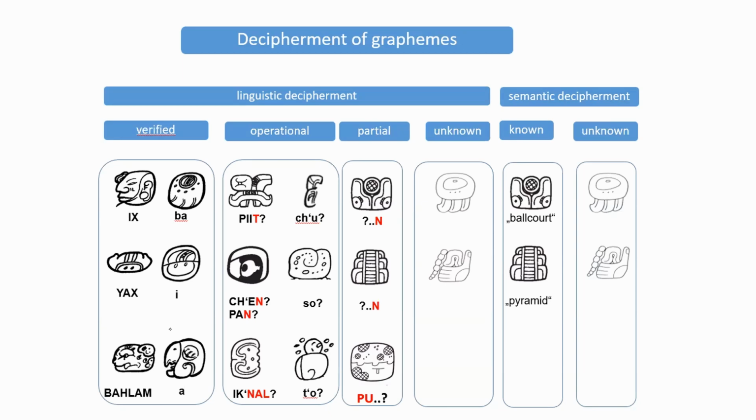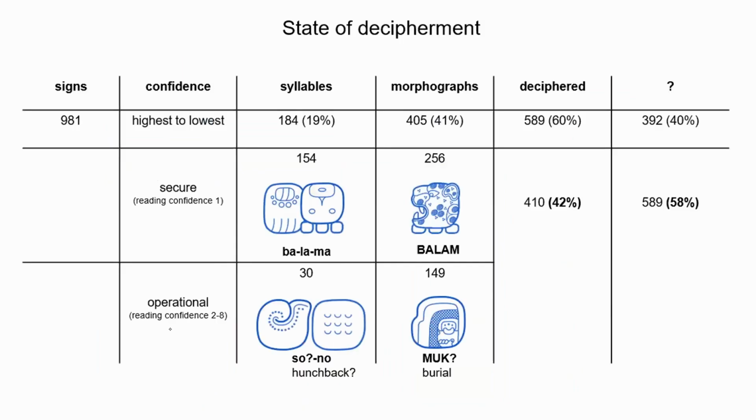And we have some unknown stuff we cannot read. At least we know that this means ball court, but many glyphs, about 300, we can identify neither the reading nor the semantic context. So that is the state of decipherment at the moment. We are very often asked how much of the hieroglyphic writing can be read. Here's the answer.